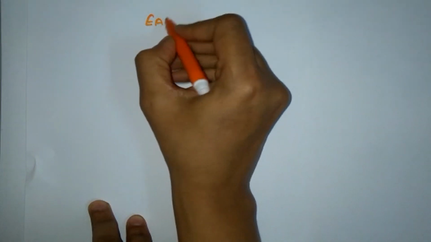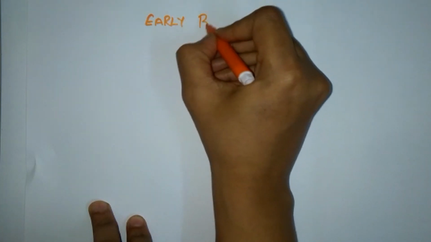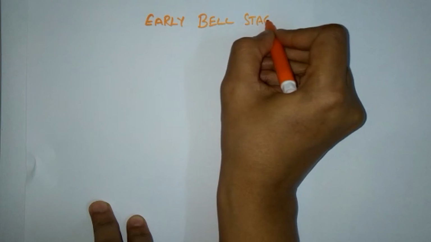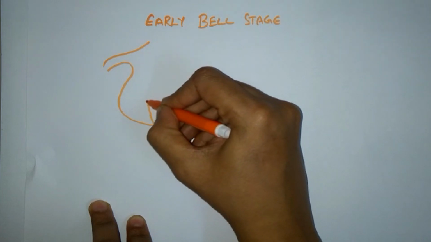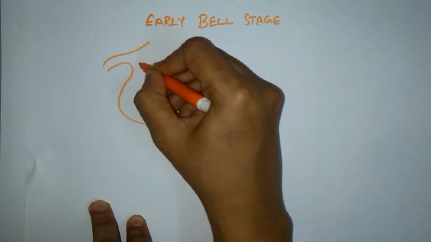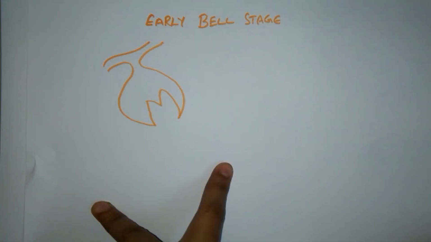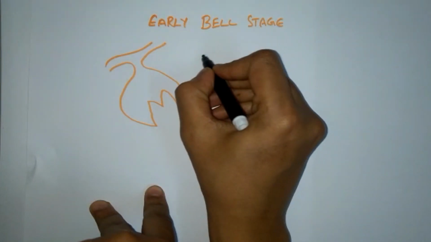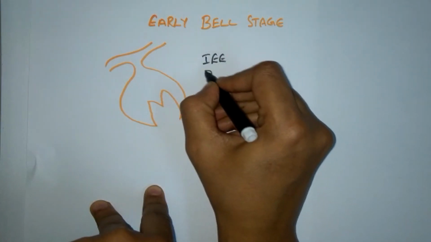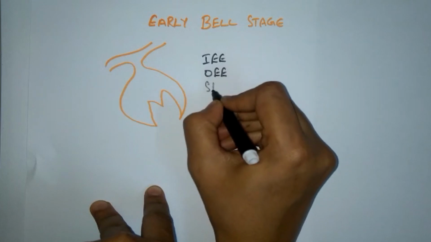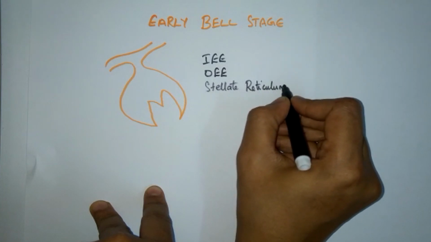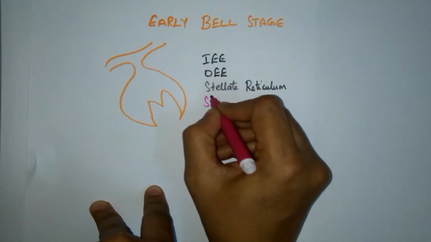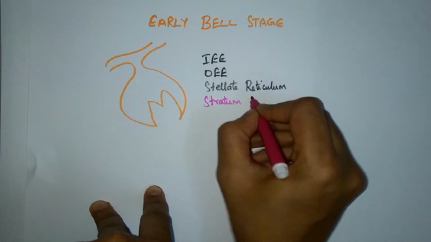Now let us see about the early bell stage. What happens in the early bell stage? This is the dental lamina and the enamel organ is now in the shape of a bell. We already know certain terms. What are they? They are the inner enamel epithelium, the outer enamel epithelium and the stellate reticulum. Now we are going to come across a new term called stratum intermedium. We will see what this stratum intermedium means.